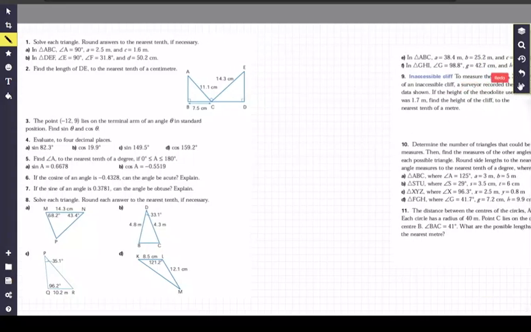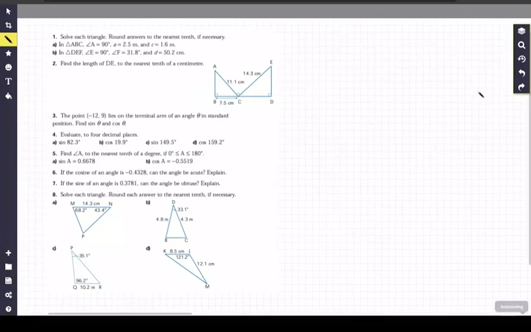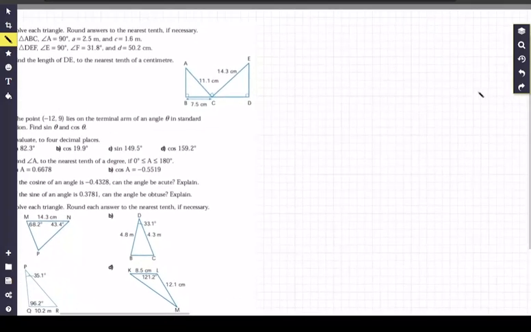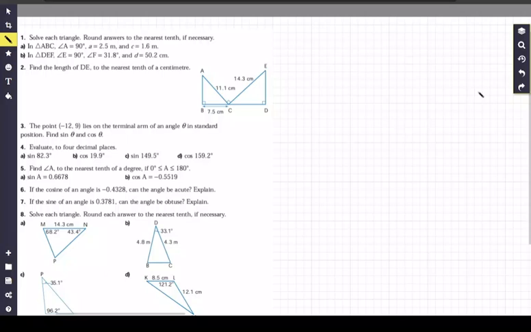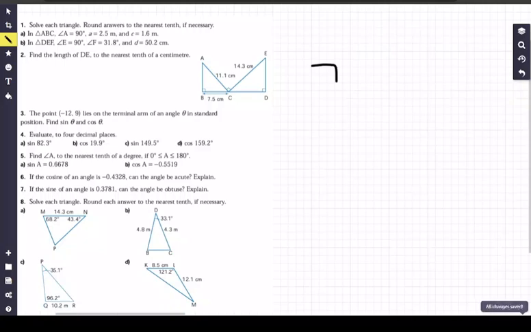Oh, that's not what I meant to do. So, okay, let's go ahead and do question number 2. We want to find the length of DE. Let's see how we would go ahead and do that. Remember this little square means we have 90 degrees, just so we know.